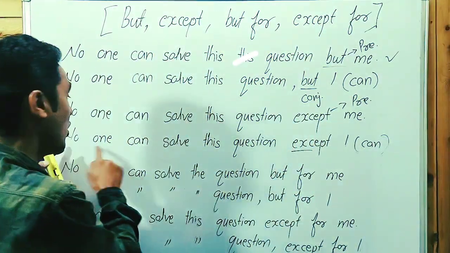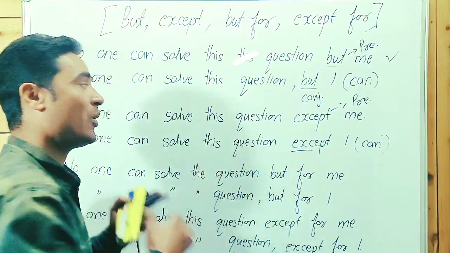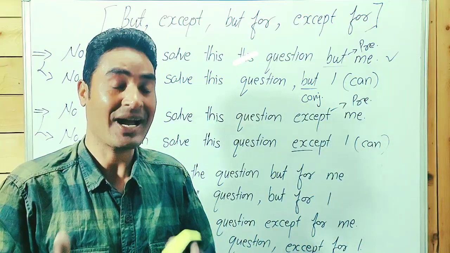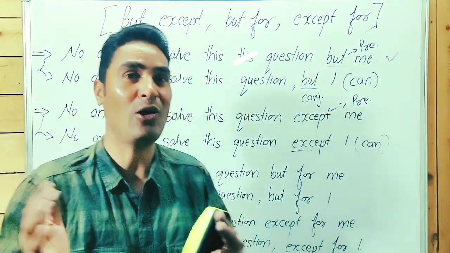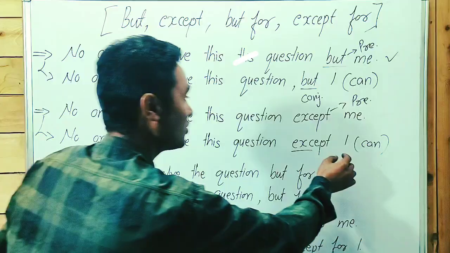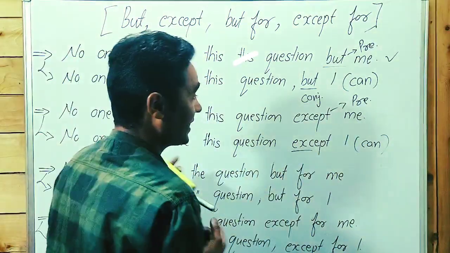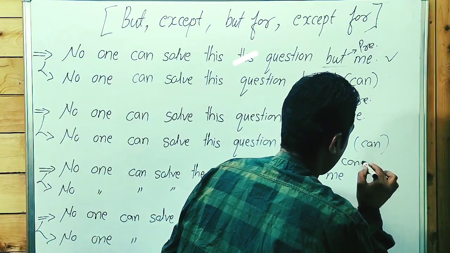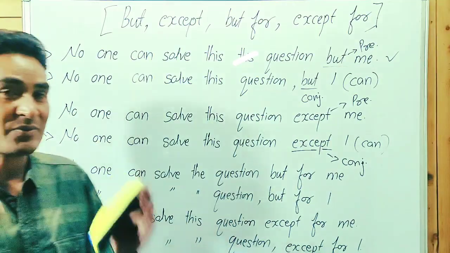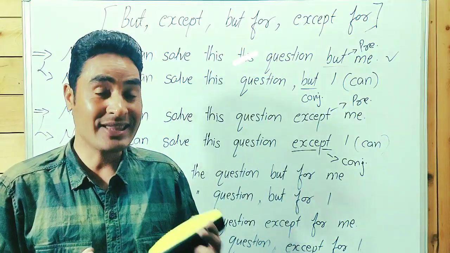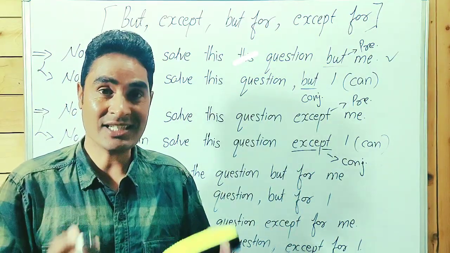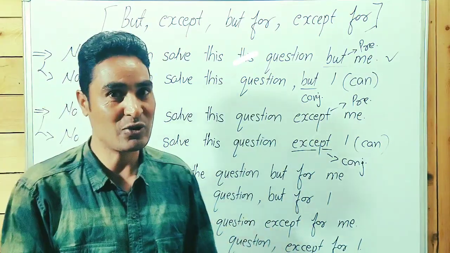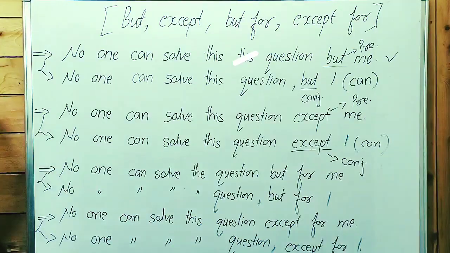Guys, point to be noted. No one can solve this question. No one can read this paragraph except I can. I can read this paragraph. I can solve all the questions. So here can is optional. So here the subjective case is used because except is a conjunction over here. Guys, I hope you understood. Except, but, except for, but for can be used as a conjunction and as a preposition. After a conjunction, we use the subjective case, and after a preposition, we use the objective case of the personal pronoun.